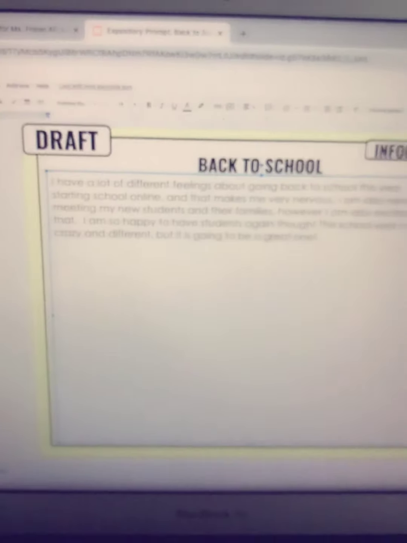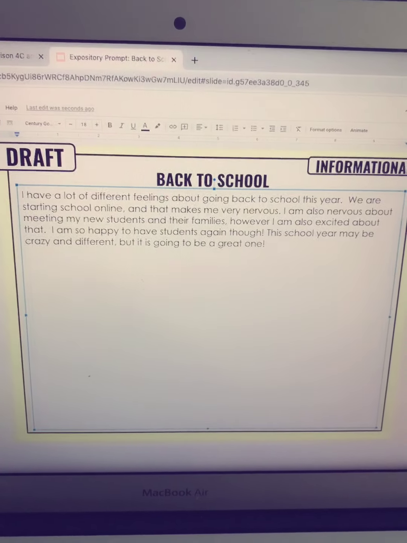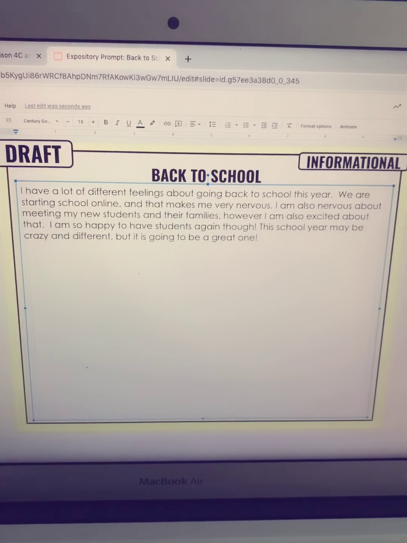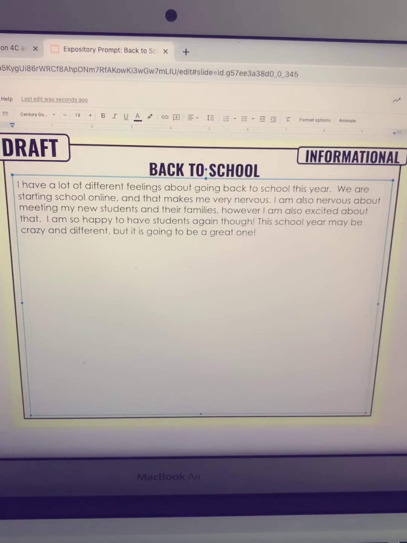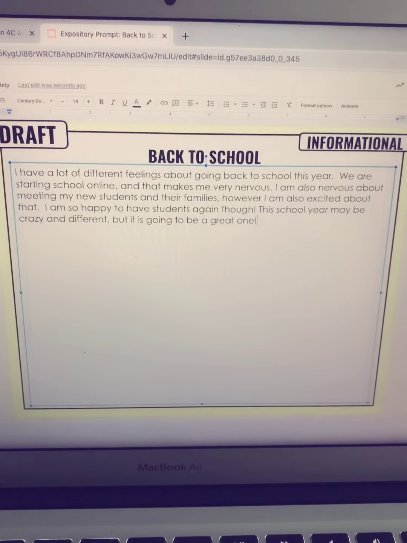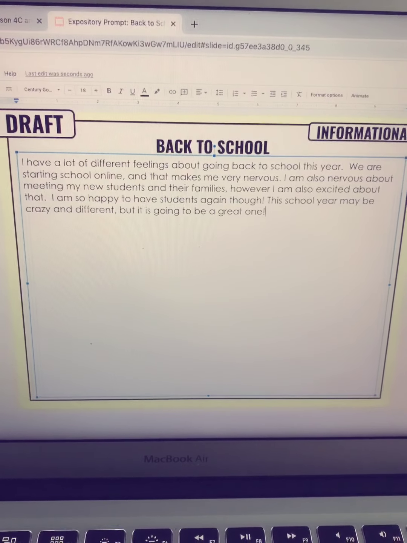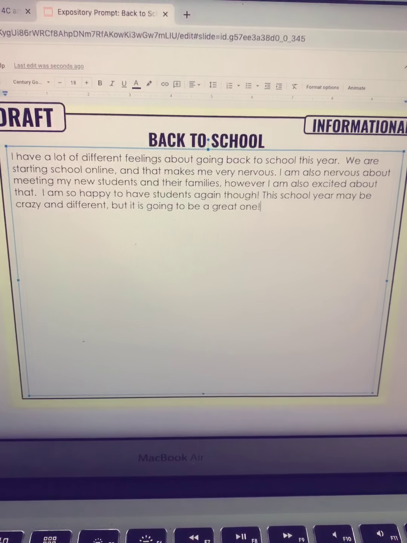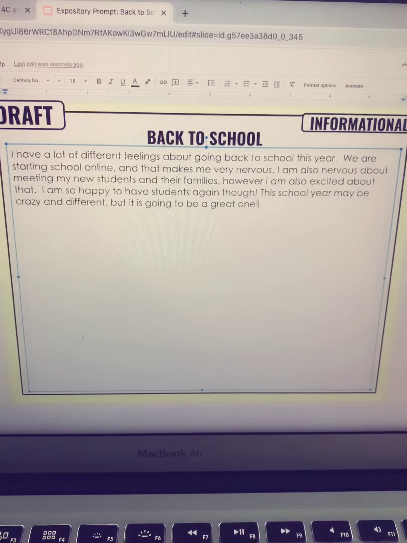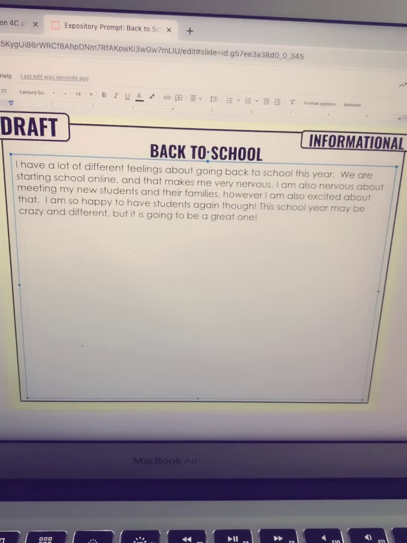So let's recap. This is my paragraph. I have a lot of different feelings about going back to school this year. We are starting school online, and that makes me very nervous. I am also nervous about meeting new students and their families. However, I am also excited about that. I am so happy to have students again, though. This school year may be crazy and different, but it's going to be a great one.